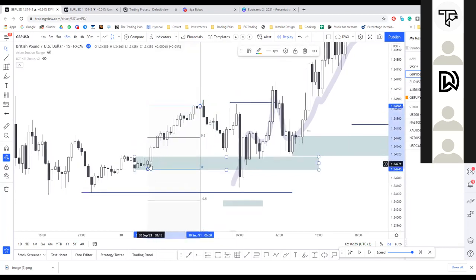So if you look at the body closes, it's close to that area. So I would have used the body close, for instance, in this example.